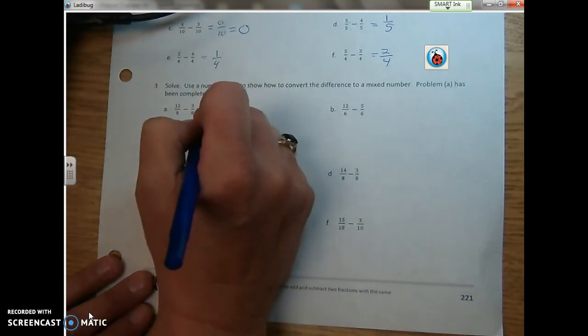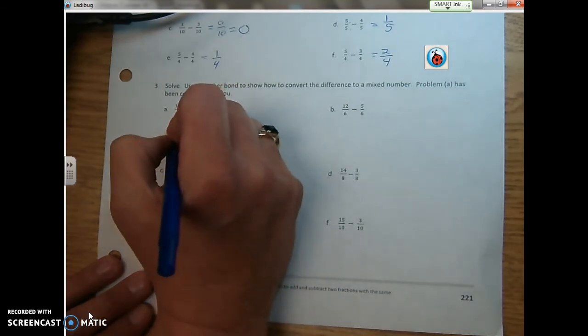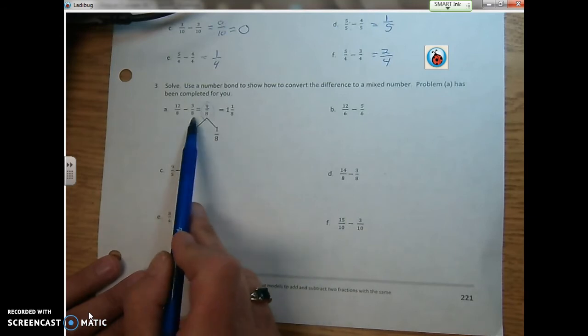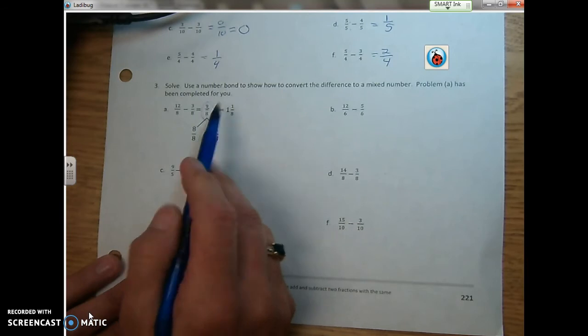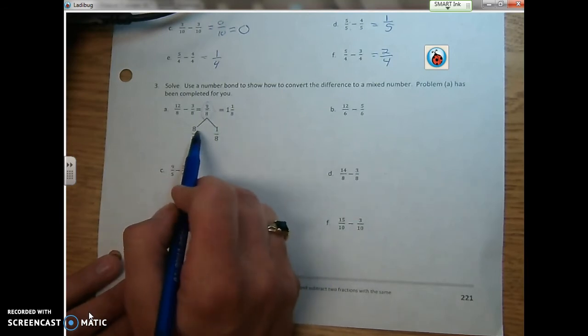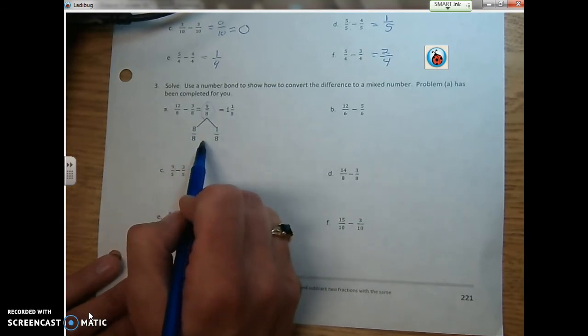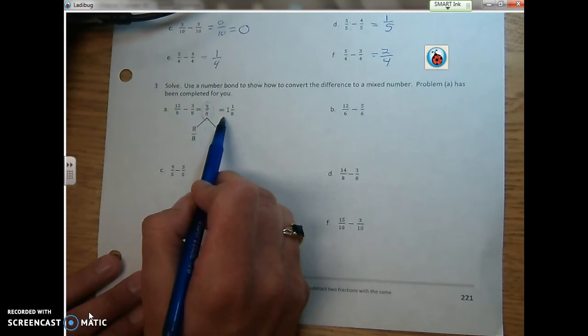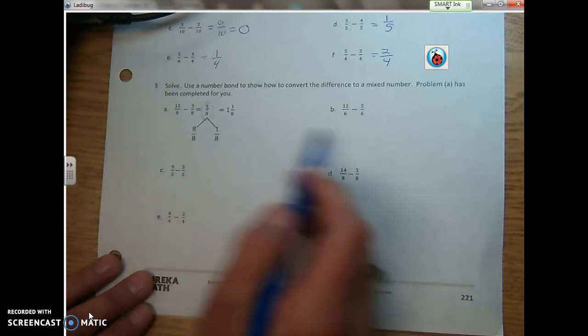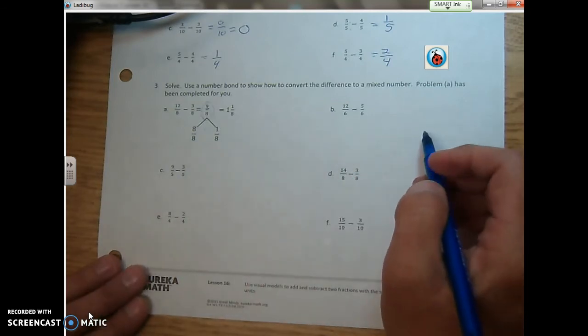So if we have 9 over 8, their original problem was 12/8 minus 3/8, and that equals 9/8. So 9/8, if we take 1 out of 9/8, that's equal to 8/8. And then what we have left is 1/8. So 8/8 and 1/8 equals 1 and 1/8. Let's do letter B together.